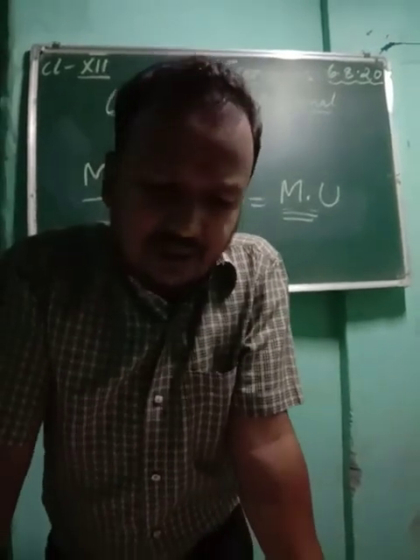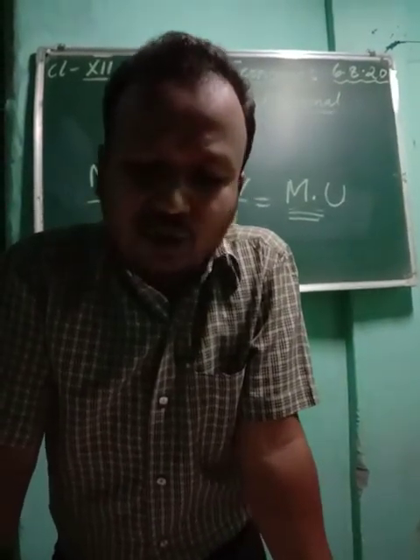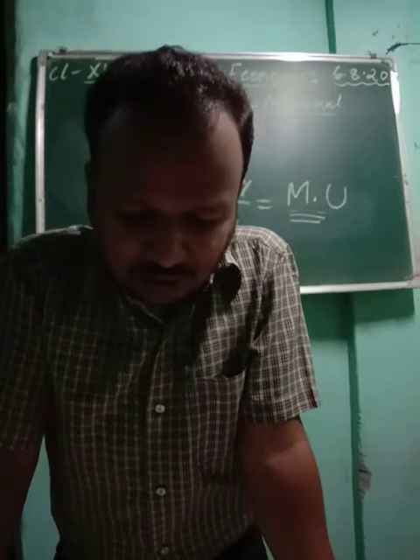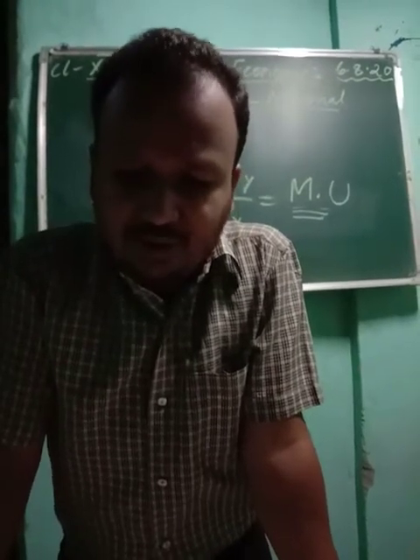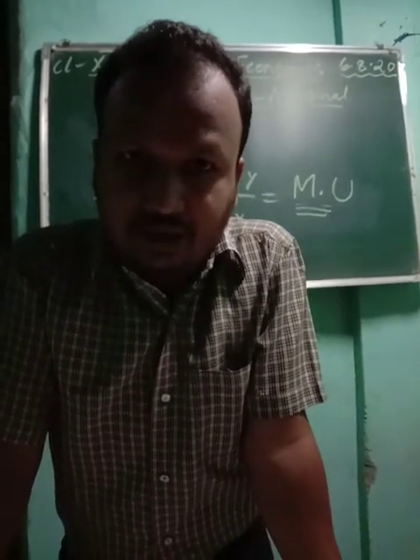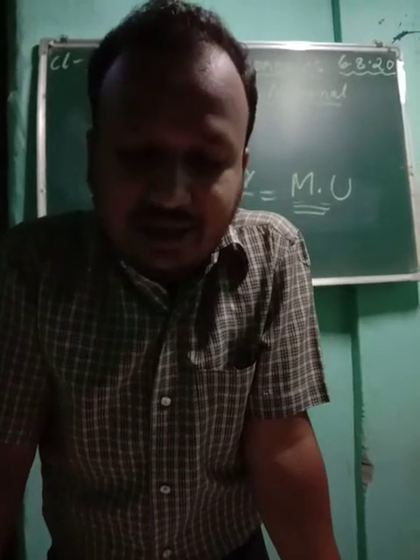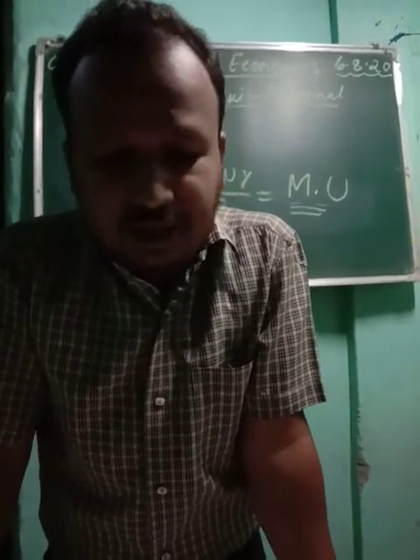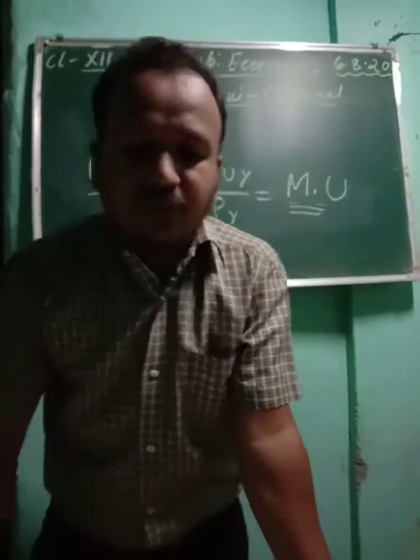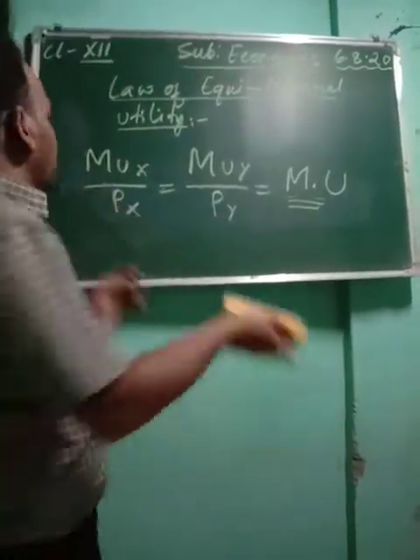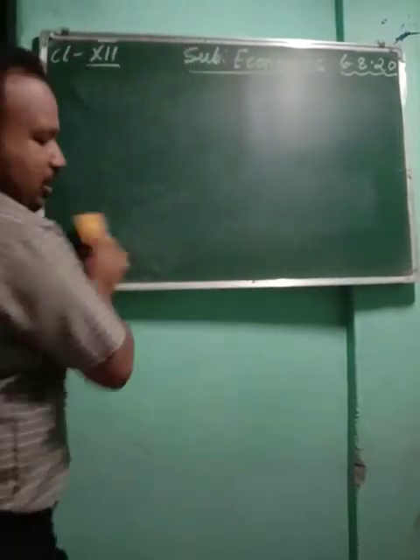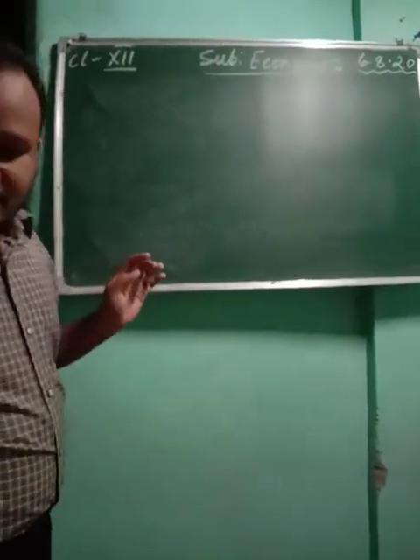In the proper example, how can we know what kinds of things will be required, how a consumer is going to attain equilibrium. So here we are going to assume, we are going to take one simple example to explain. See an example.